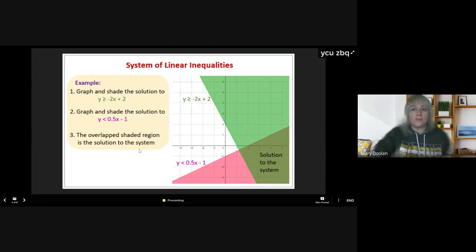So if I'm looking for the solution to this system, step 3 tells me it is the overlapped shaded region. That is the solution to the system. It's this entire area that is dark green. Okay, and it's not just this area. It extends on forever out to the right and down. Any point that falls in this area is a solution to the system. So like the point (0, 5) falls right here, and it's in the system.